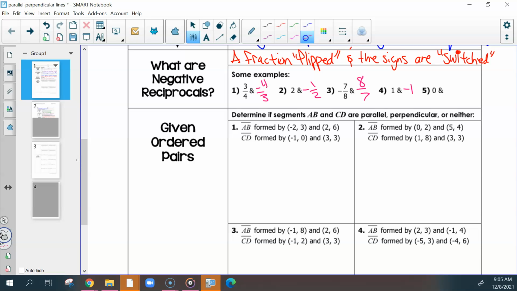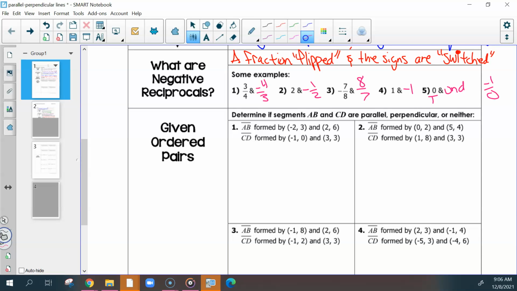Undefined. You could think about it as negative undefined, but undefined is undefined no matter what. And if that part doesn't really make sense, we know this is 0 over 1. If we were to take that and flip it and make it negative, this would be undefined, whether it was positive or negative doesn't matter. So we have to know that 0 and undefined are negative reciprocals, therefore making those perpendicular lines.